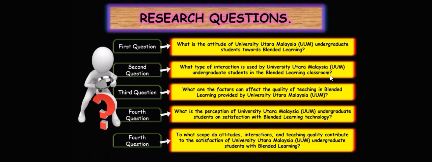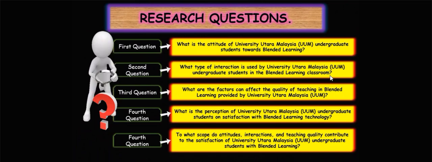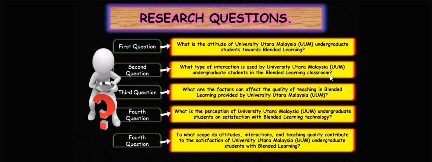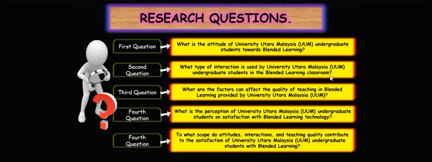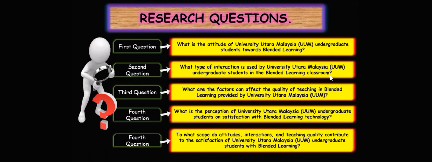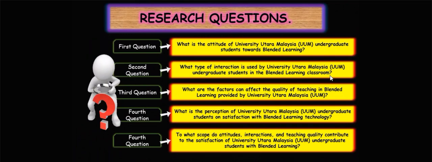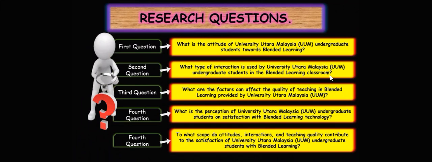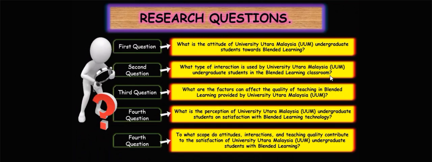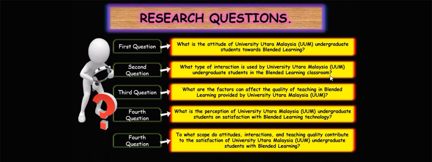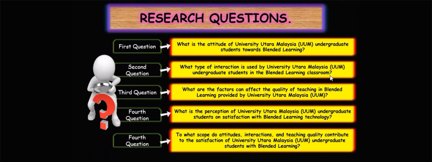To reach the purpose of this study, several research questions have been identified. The first one is, what is the attitude of UUM's undergraduate students towards blended learning? Second, what type of interaction is used by UUM undergraduate students in the blended learning classroom? Third, what are the factors that can affect the quality of teaching in blended learning provided by UUM? Fourth, what is the perception of UUM undergraduate students on satisfaction with blended learning technology? And the last one is, to what scope do attitudes, interaction, and teaching quality contribute to the satisfaction of UUM undergraduate students with blended learning?